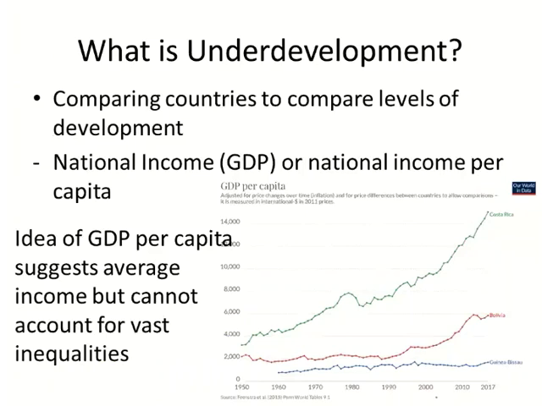So when we look at economic development then, to see who is developed and who is underdeveloped, we can compare countries to compare levels of development. We use what they call national income statistics. These days we have GDP normally used, which means gross domestic product, but we also have GNP, gross national product, and GNI.